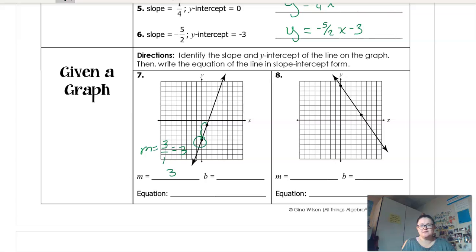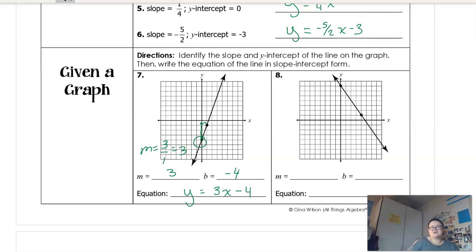And then our y-intercept is this point right here, which is 1, 2, 3, 4. So our y-intercept is going to be 4. Sorry, our y-intercept is going to be -4. So now we're doing just like we did above. Our equation is going to be y equals our slope, which is 3x, and then since our y-intercept is negative, it's going to be minus.